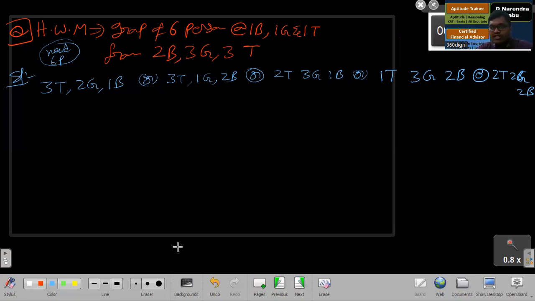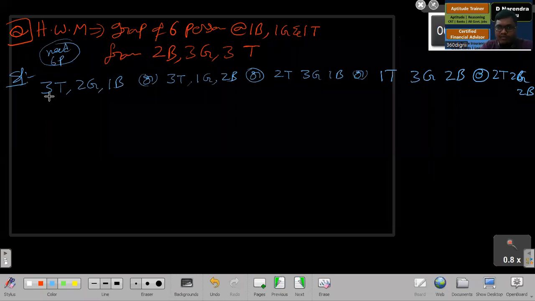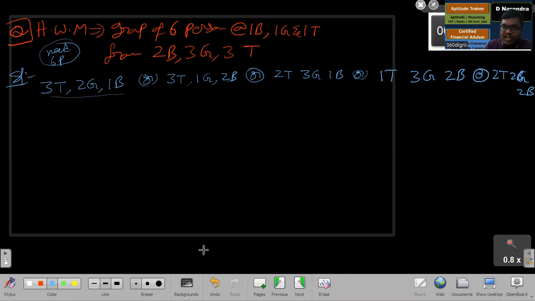One boy, two girls, three teachers. That was the first one, right? One boy, two girls, three teachers. Done. That's why I'm asking you to follow one logical order, so you never miss anything. With the three teachers we complete first, then three girls, then two teachers, two boys and two girls. No other combinations. 5 combinations. Now simplification is our task.